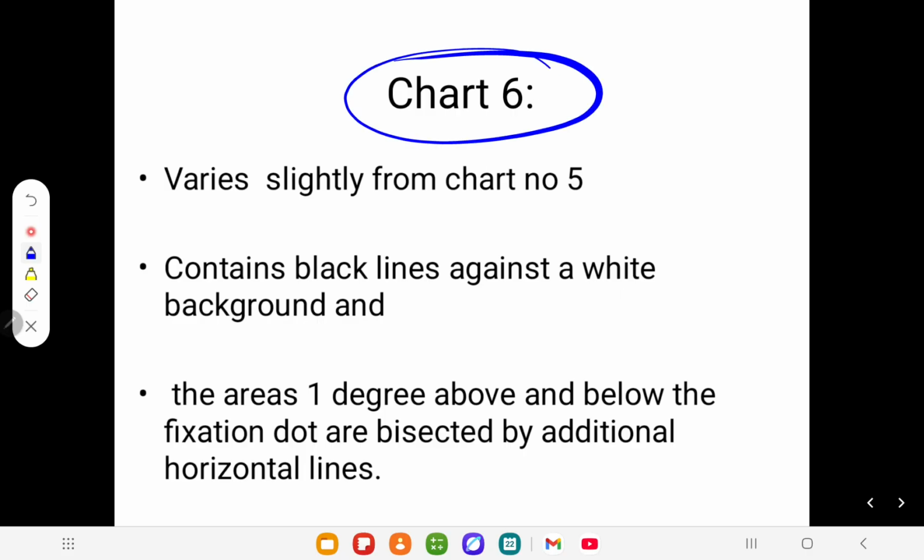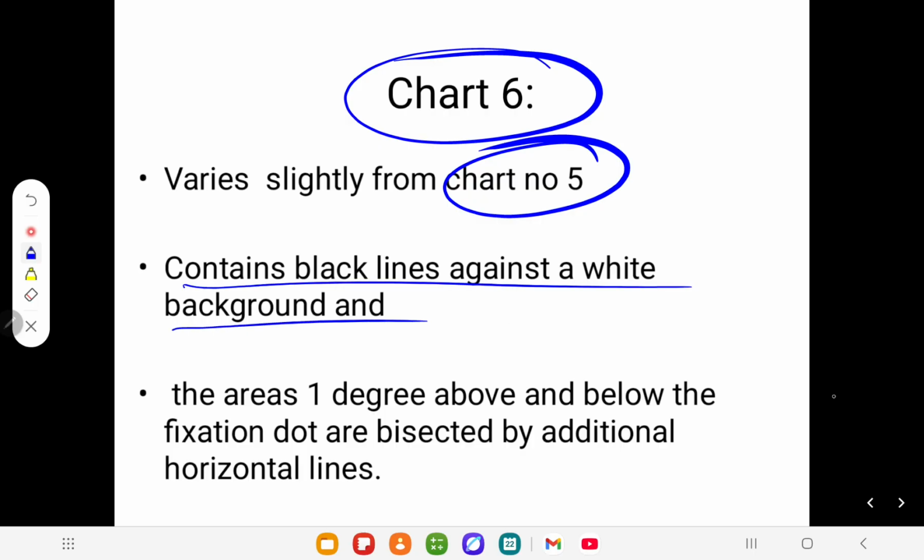Chart 6. So what is the difference between chart 5 and chart 6? There is a very slight difference from chart 5, okay? But the only difference is it contains black lines against a white background, which is not always there, isn't it?